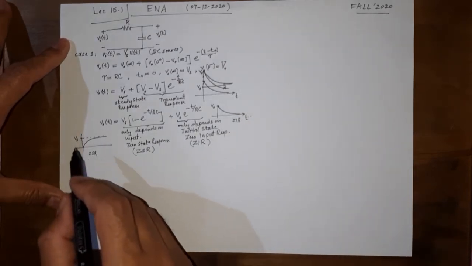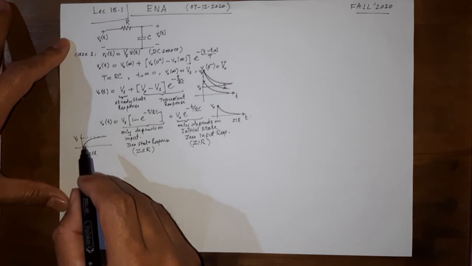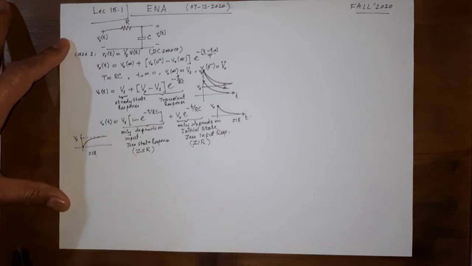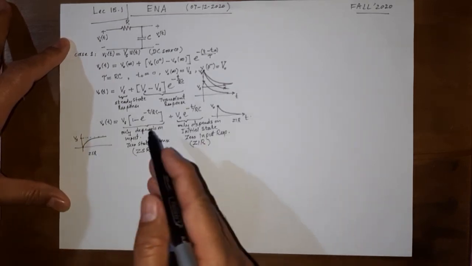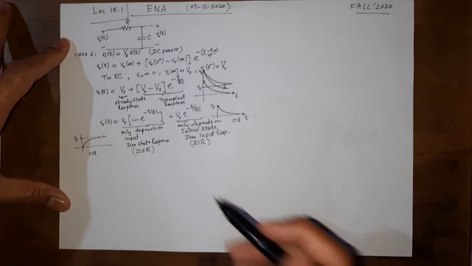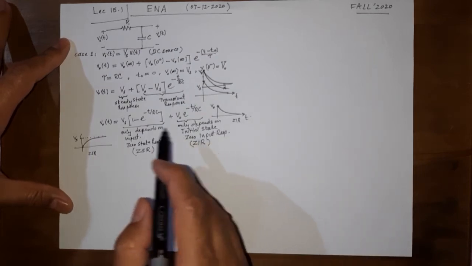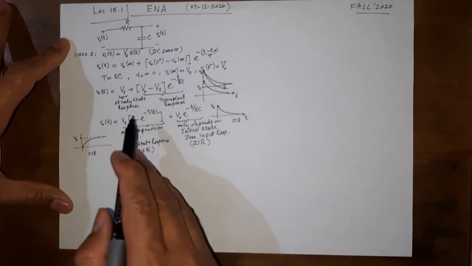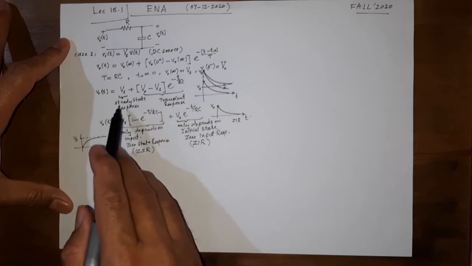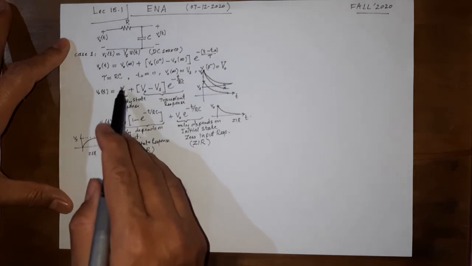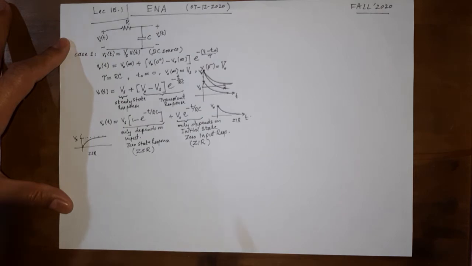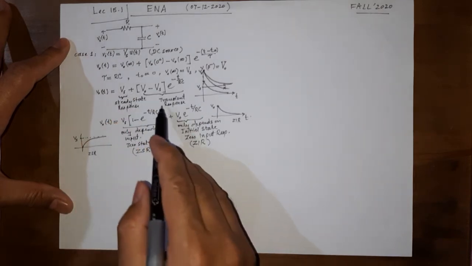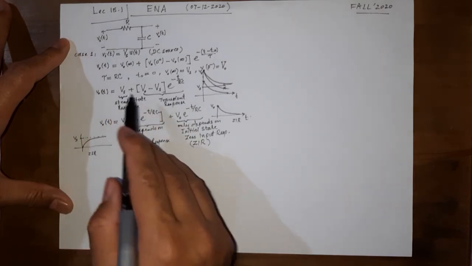Zero state means only input, no initial condition. So you can look at the nature of each of the terms and what is the meaning. Try to understand what is the meaning of each of the terms that we use. Steady state response is only this part. It is steady. It does not change with time, or it does not vanish with time.